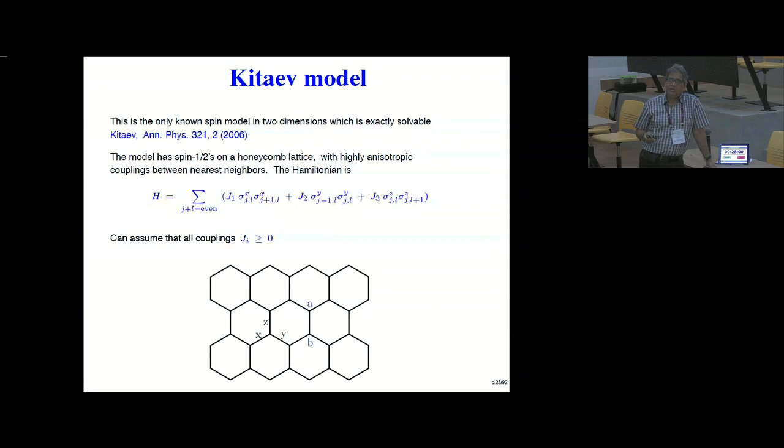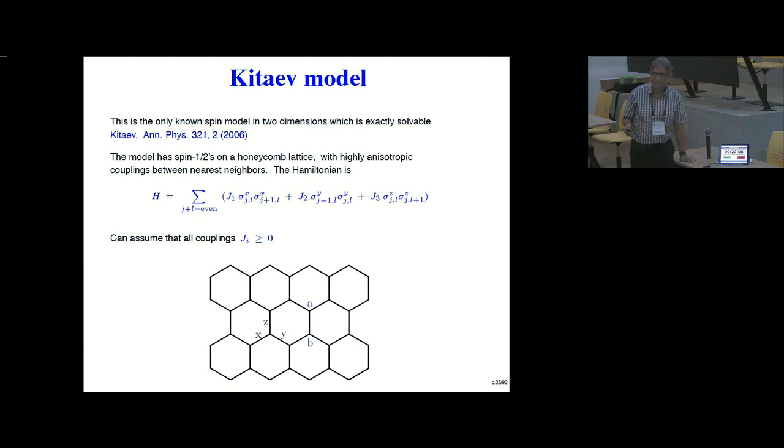The Kitaev model is one of the very few models known in two dimensions which is exactly solvable. It has all kinds of fancy things: the low energy excitations are Majorana fermions, and all kinds of things happen in this model. But for us, it's just a nice model to play with. It's a spin half model on a honeycomb lattice, and you'll see that it can be exactly solved using the Jordan-Wigner transformation, which is quite surprising, because the Jordan-Wigner transformation can be done in any dimension, but the Hamiltonian typically behaves very badly in higher dimensions. But in this model, because of the particular structure it has, it turns out it can be solved exactly using the Jordan-Wigner transformation.